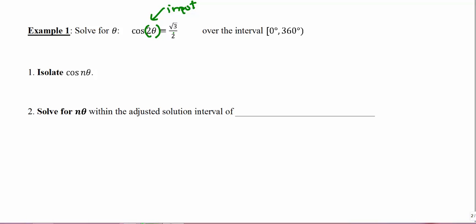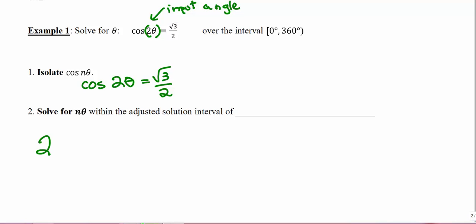So when we're solving equations that deal with multiple angles, or some number times theta on the input of our function, the first thing you want to do is get the cosine of the multiple angle by itself. In this particular equation, that is already done. So we have cosine 2 theta by itself, and then on the other side we have our number, square root of 3 divided by 2. We want to solve for that input angle, 2 theta.